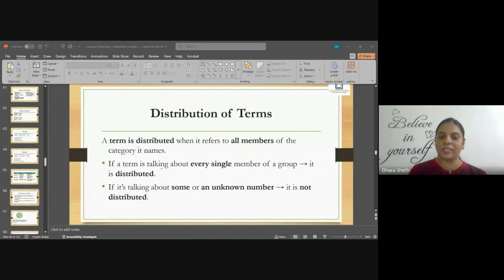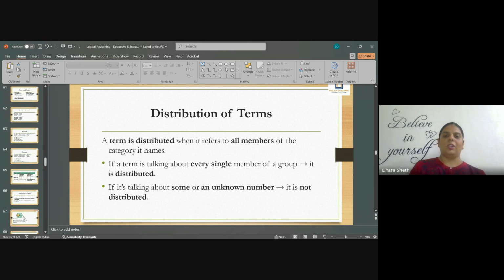A term is distributed when it refers to all members of the category it names. If the term is talking about every single member of the group, it is distributed. If it is talking about some or half or maybe or an unknown number, it is not distributed. All is distributed.